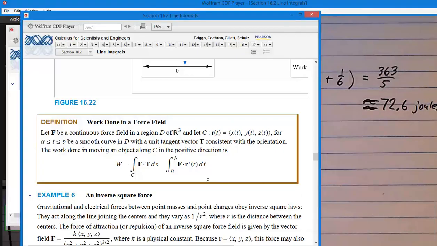I guess this was the point that I tried to make, right? F dot T is great, but you notice it's really just F dot r prime dt, because in this case, because we have the unit tangent vector, then the speeds cancel. The length of the r prime cancel. Oh, yeah, this is a nice example.